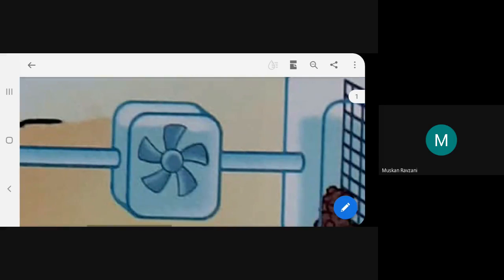Drinking water can also be made by one type of filter, beta. Got it? All are different types of filters.